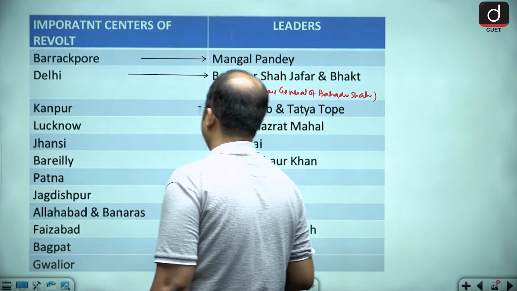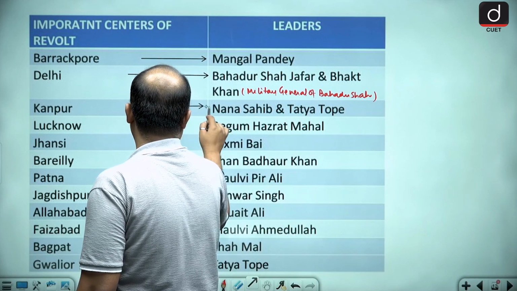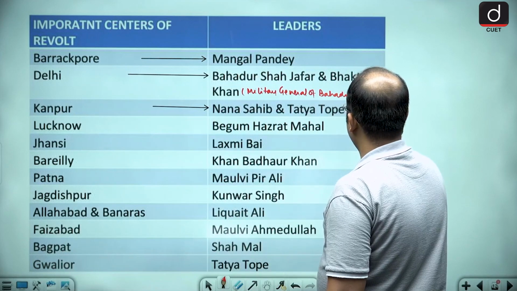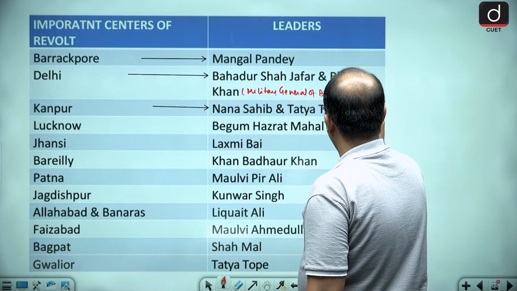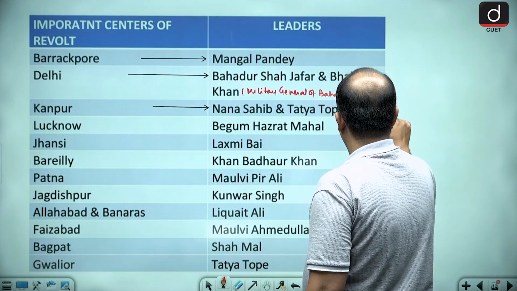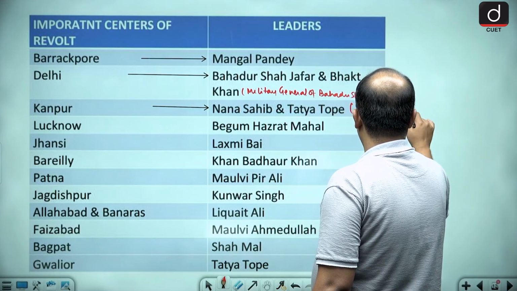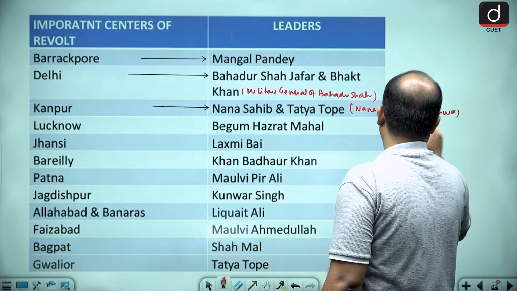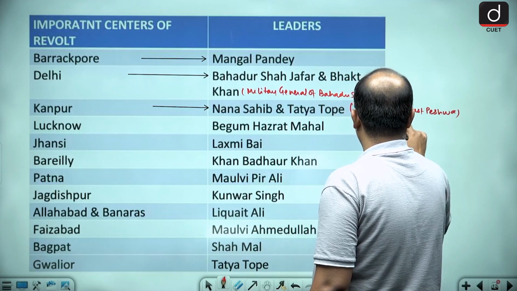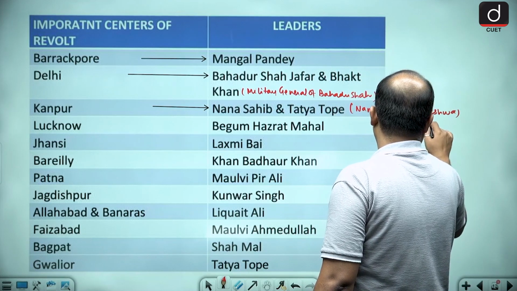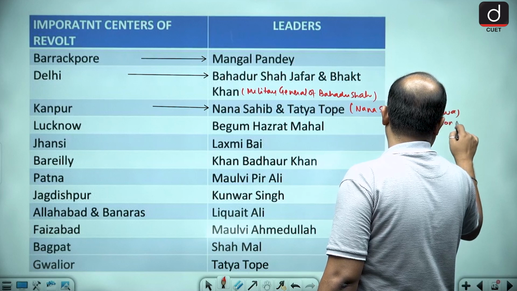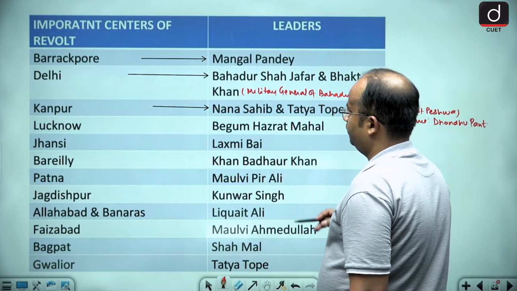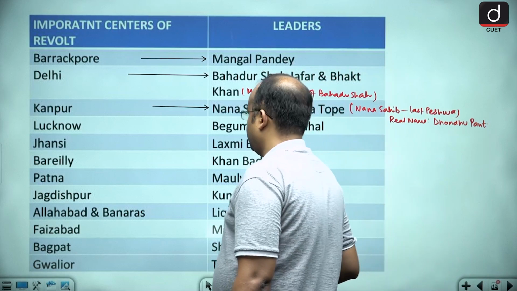Next we have Kanpur. Kanpur guys, it was held by Tatya Tope and Nana Sahib. Nana Sahib was the last Peshwa, and his real name was Dhondu Pant. Dhondu Pant.